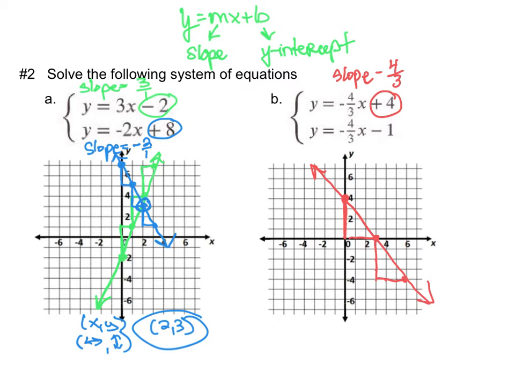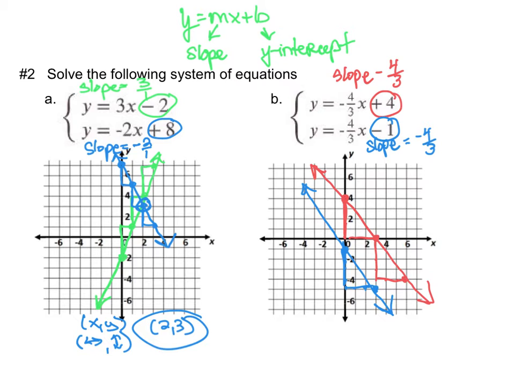Same thing on the bottom equation. So my slope is negative 4 over 3. Y-intercept is negative 1. So we're going to go down to negative 1. We're going to do 1, 2, 3, 4. So 4, 3. And if you look at it, it's going to be something like this.